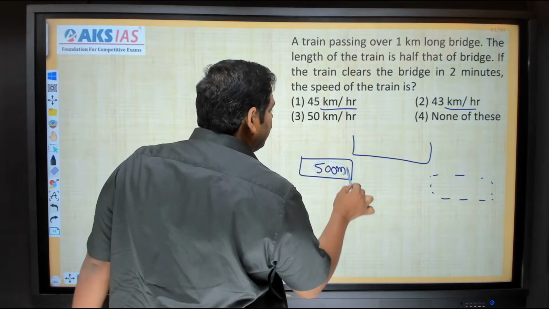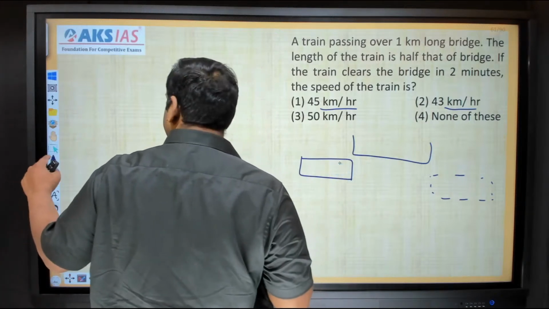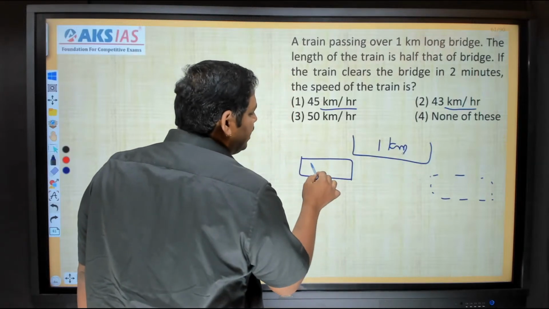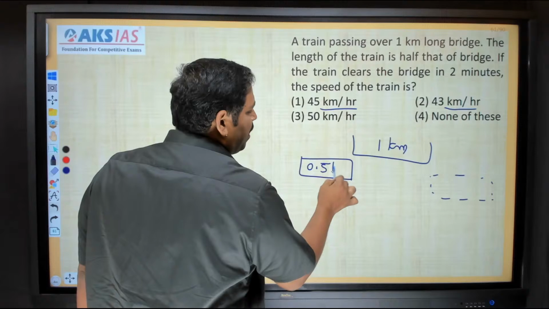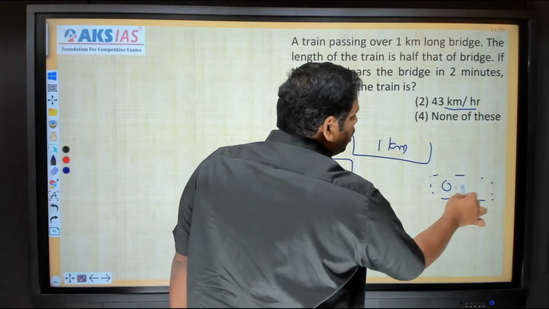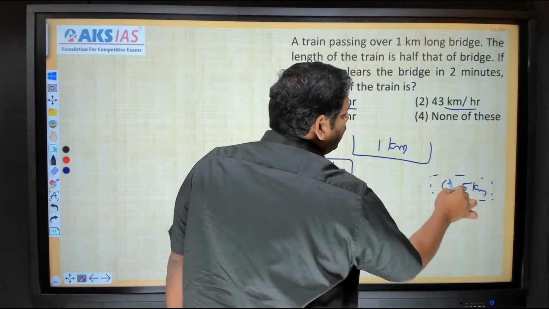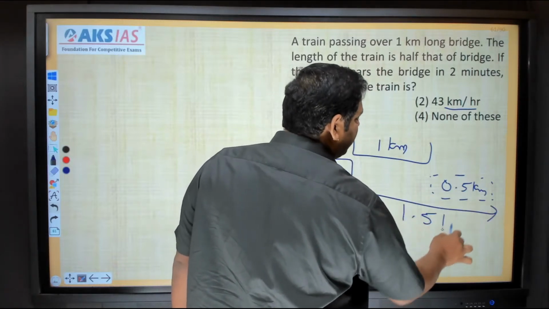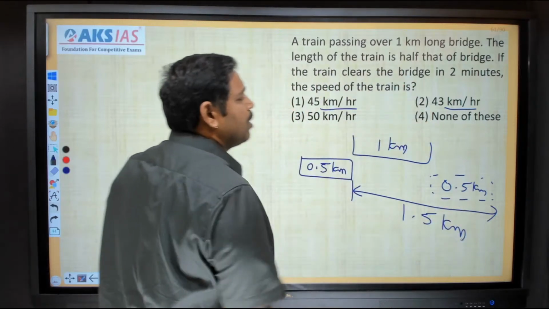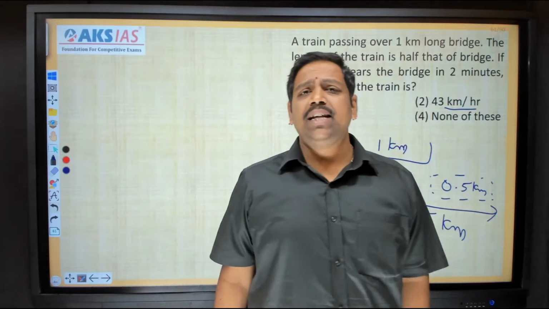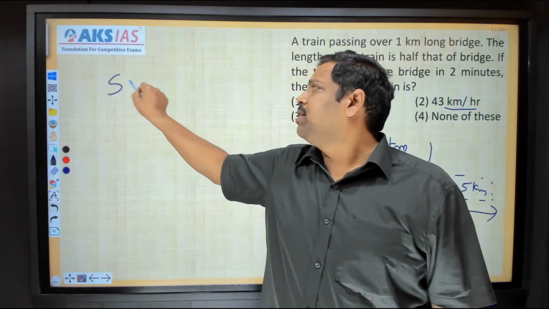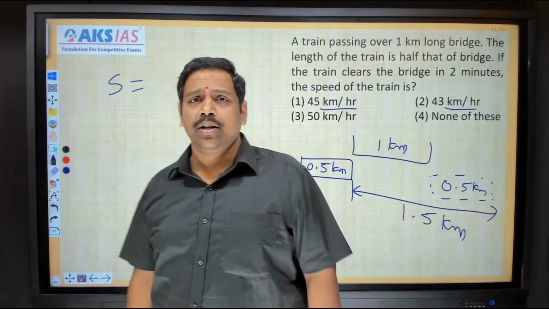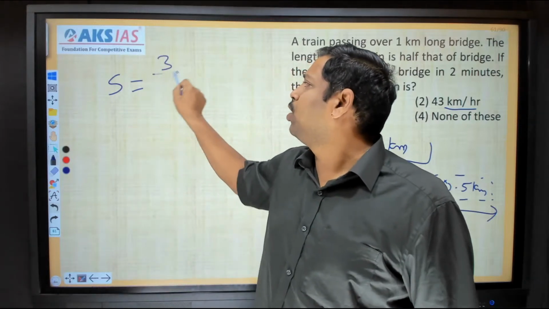The length of the bridge he mentioned as 1 kilometer, right? So this is 1 kilometer, and the length of the train is half, that means 0.5 kilometer. So the train has to cover the total distance, right? Total means this is 1 kilometer and this is 0.5 kilometer. Total is how much? 1.5 kilometers it has traveled. What is he asking? Speed. What is the formula for speed? Speed means distance by time. Distance it has to travel is, just now we calculated, 1.5 kilometers. So 1.5, that is 3 by 2 kilometers.